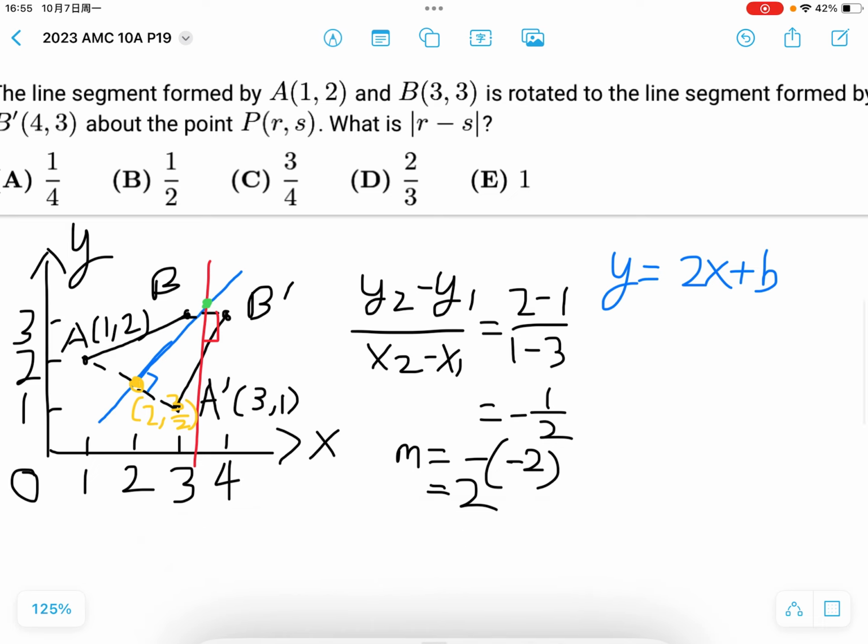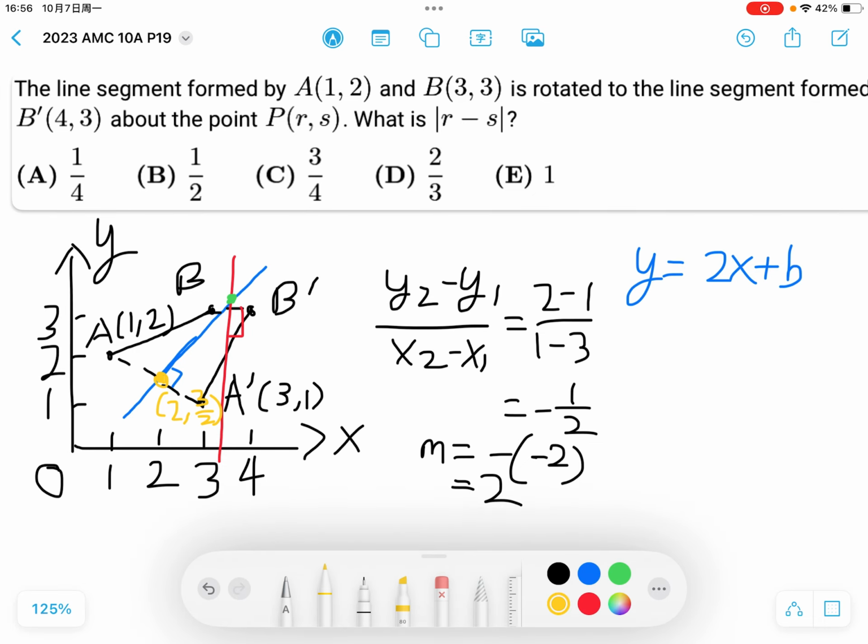And this point is also on the perpendicular bisector. So if we plug that into the equation, we have 3 over 2 equals 2 times 2, which is 4, plus b. So b equals 3 over 2 minus 8 over 2, negative 5 over 2. So our equation is really just y equals 2x minus 5 over 2. What about the other equation for the red line?